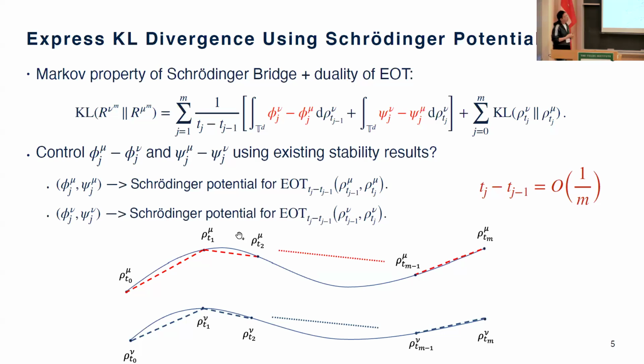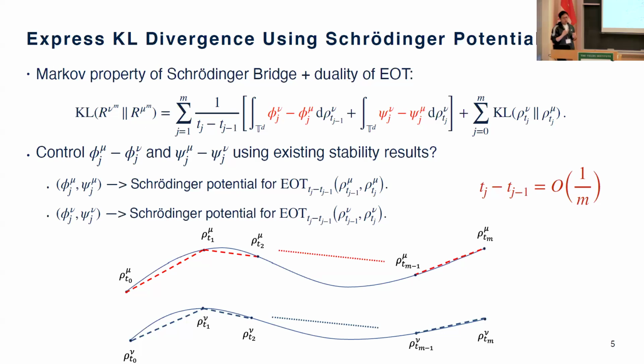We know that the multi-marginal Schrodinger bridge has the so-called Markov property, which basically says it can be decomposed into a few two-marginal entropic optimal transport problems. For each part, we just need to solve an entropic optimal transport problem to get the optimal coupling, and then connect the optimal coupling using the Brownian bridges. Assume we have such Schrodinger potentials for each piece. Then we can rewrite this KL divergence using the Schrodinger potentials as this equation.